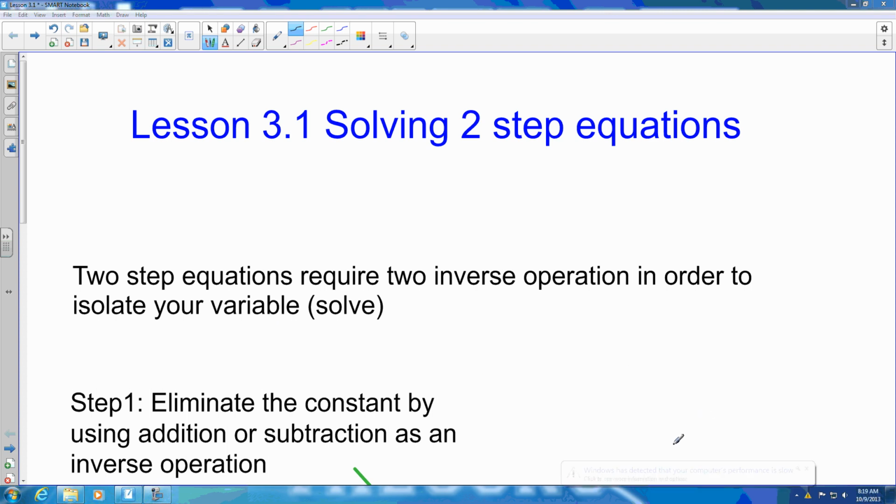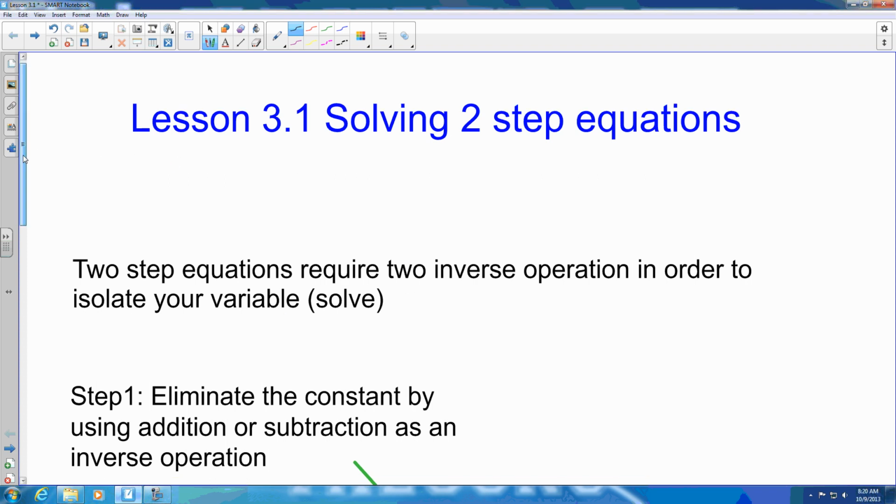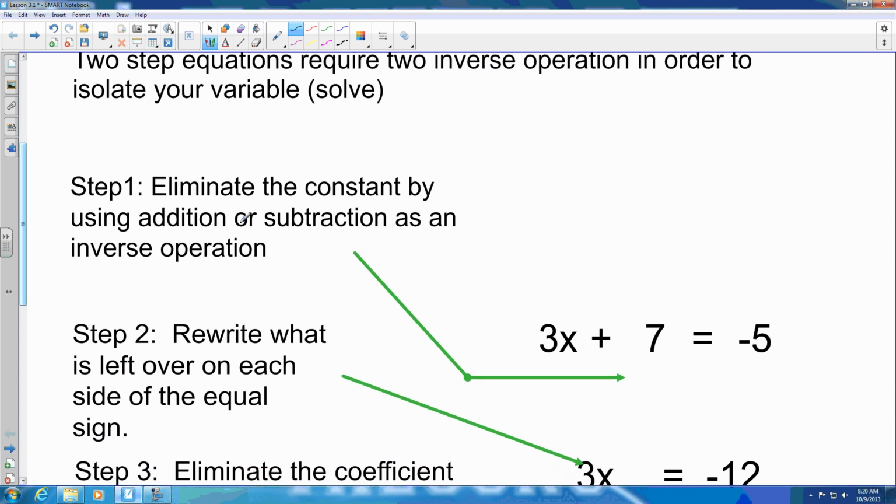Now, in chapter 2, we touched on solving one-step equations, whether we were going to use addition or subtraction properties for inverse operation, or multiplication or division properties for inverse operation. So today, we're going to involve both of those operations in order to solve different equations. So here we have a variety of steps in order to solve two-step equations.